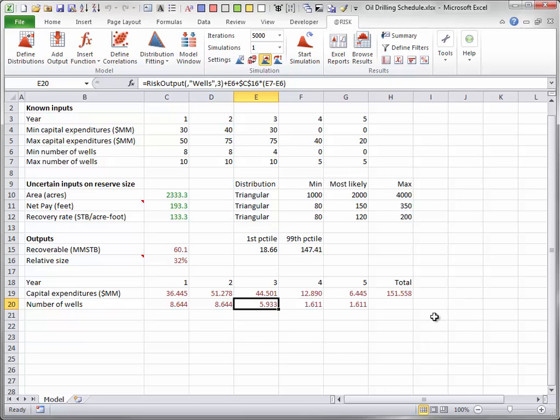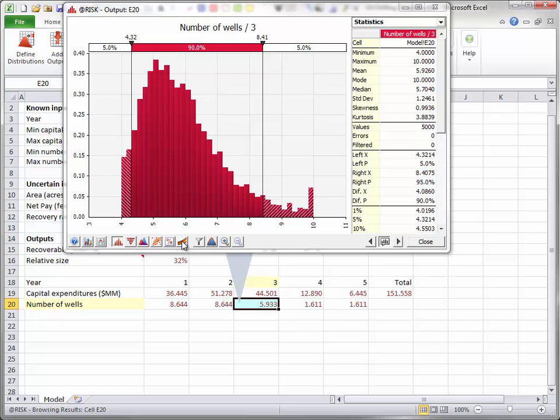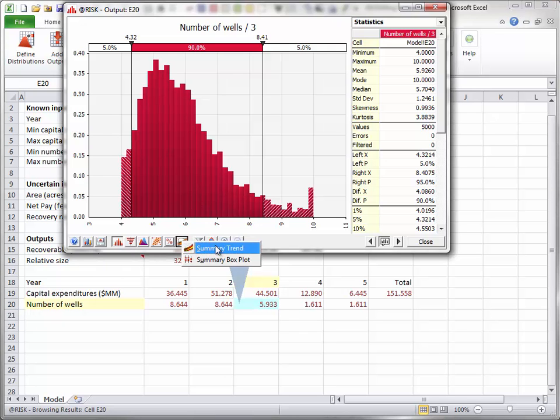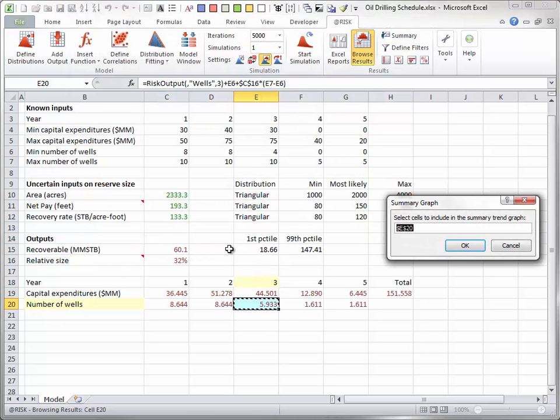However, because each time series has been designated as an at-risk output, you can also look at a summary graph of the whole series. You can get this in two ways. First, you can click the Browse Results button, then the Summary Graph button, and then select the cells in the time series range.